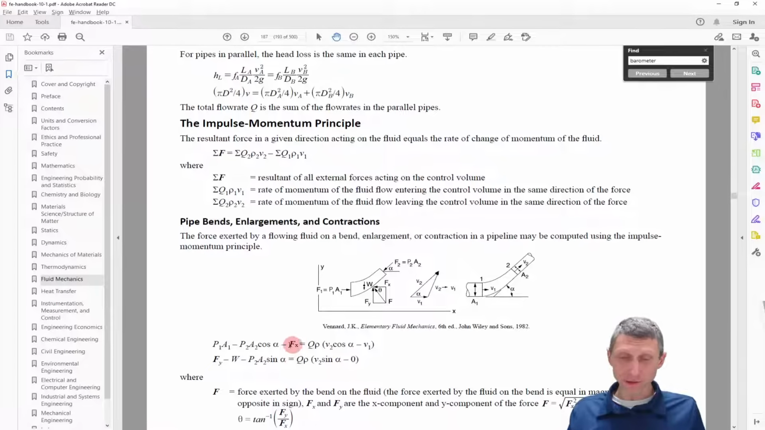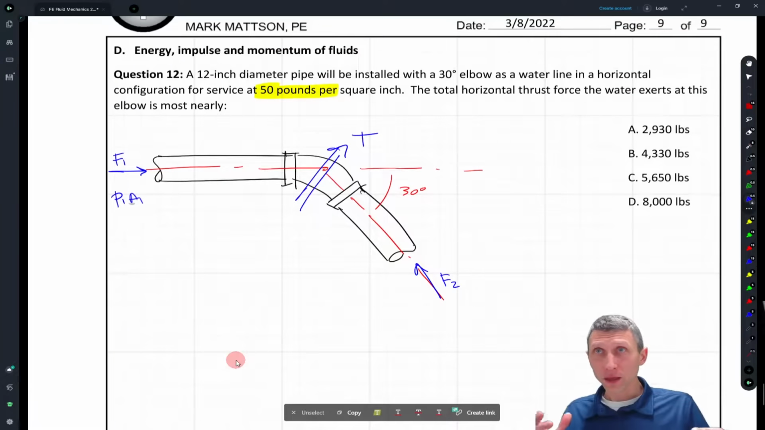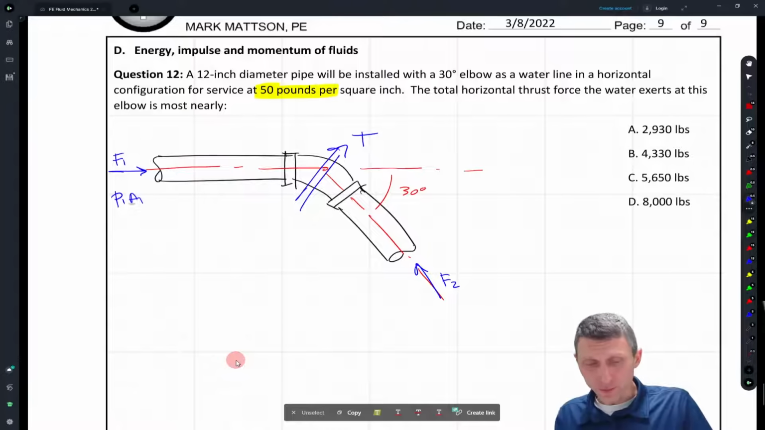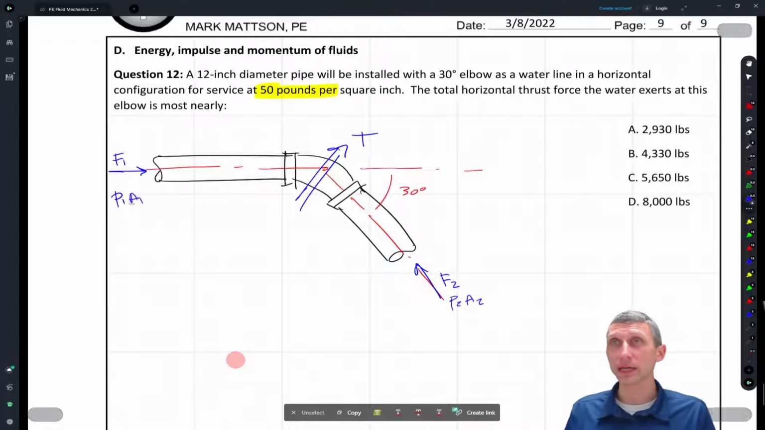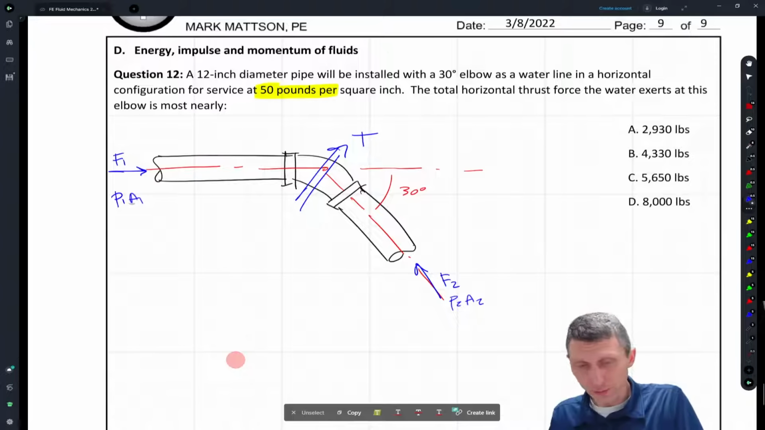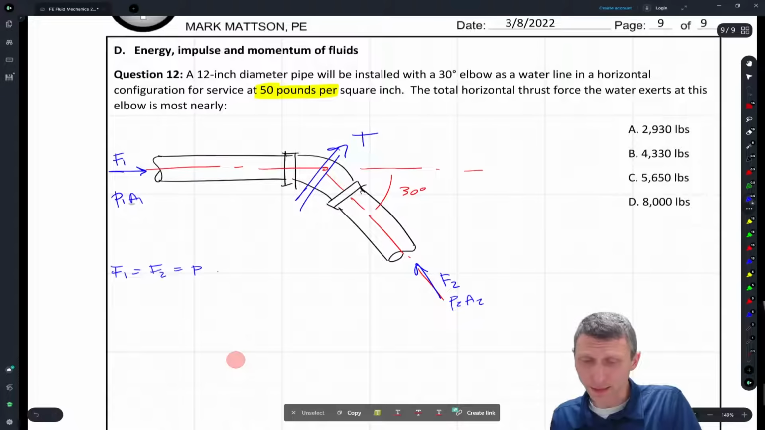That's going to give us our total Fx force, our total Fy force. We're going to get rid of this weight. It's just going to be P2A sine alpha. And let's see how that works out here. What we know is the force 2 is going to be P2A2. The pressure doesn't change. So both of these forces, we know that F1 equals F2 equals P times A.